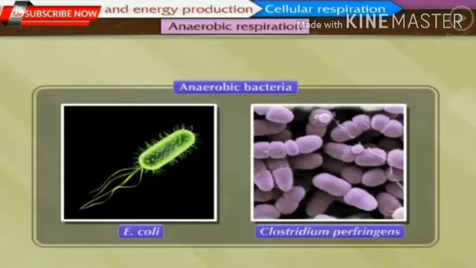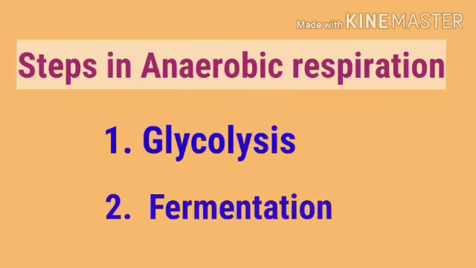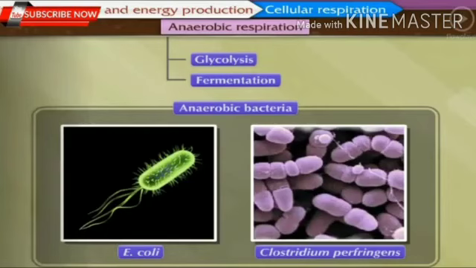Some living organisms survive without oxygen, meaning they cannot live in the presence of oxygen. For example, anaerobic bacteria. See in this slide there are two diagrams of anaerobic bacteria, E. coli and Clostridium. Such microorganisms follow anaerobic respiration for energy production. Glycolysis and fermentation are the two steps of anaerobic respiration.